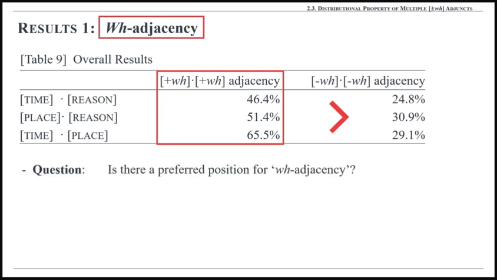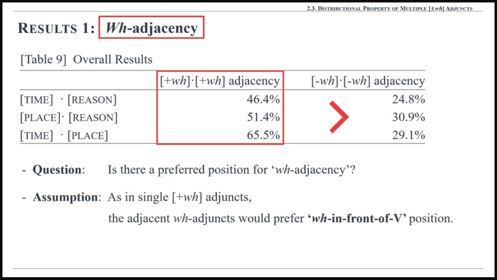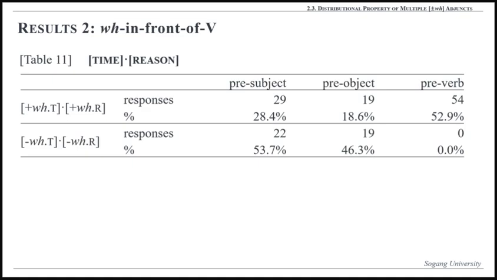Then, a question arises whether there is a preferred position for the adjacent WH elements or not. Our assumption is that, as we showed in single plus WH adjuncts, the adjacent WH adjuncts would also prefer the WH in front of V position. Then let's look at the results for that.